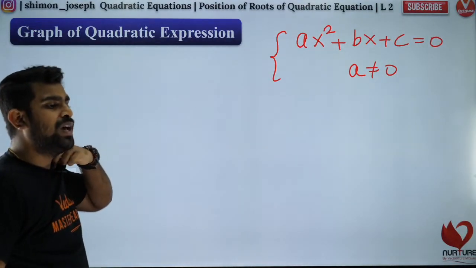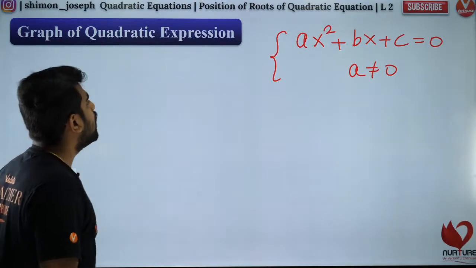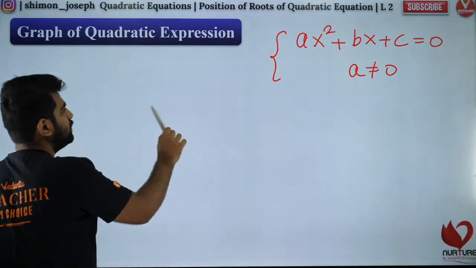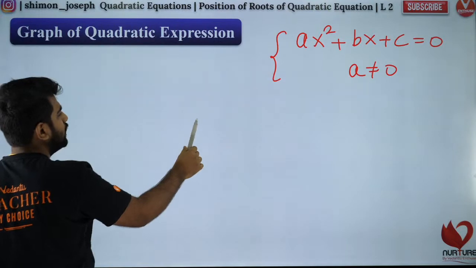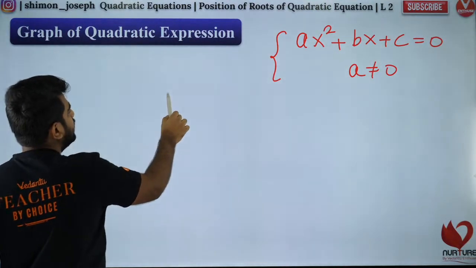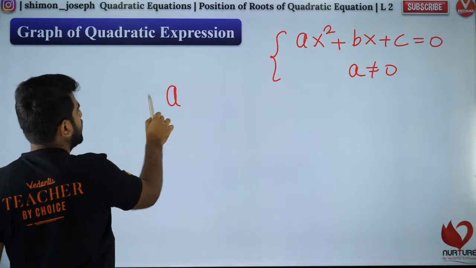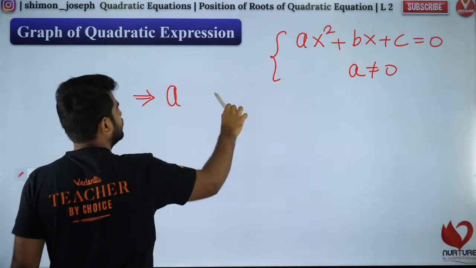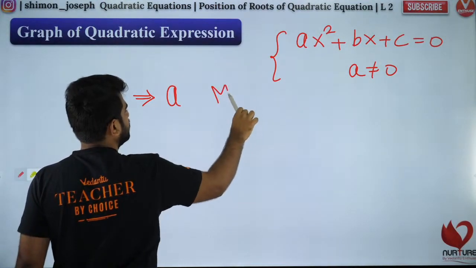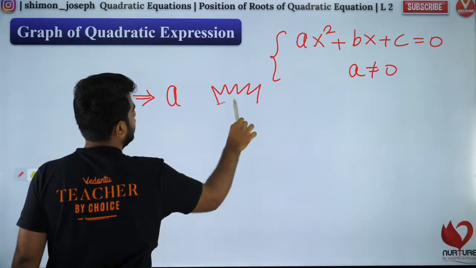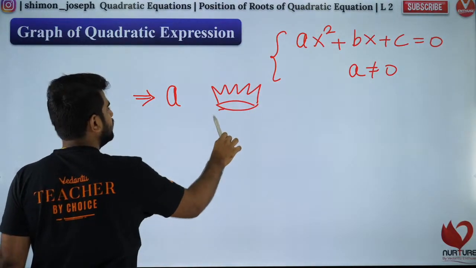Hello, Debangshu. Welcome, man. So now, first of all, the first thing you have to know, guys, is that when you have a quadratic, the value of A matters a lot. A is like the king. Why?